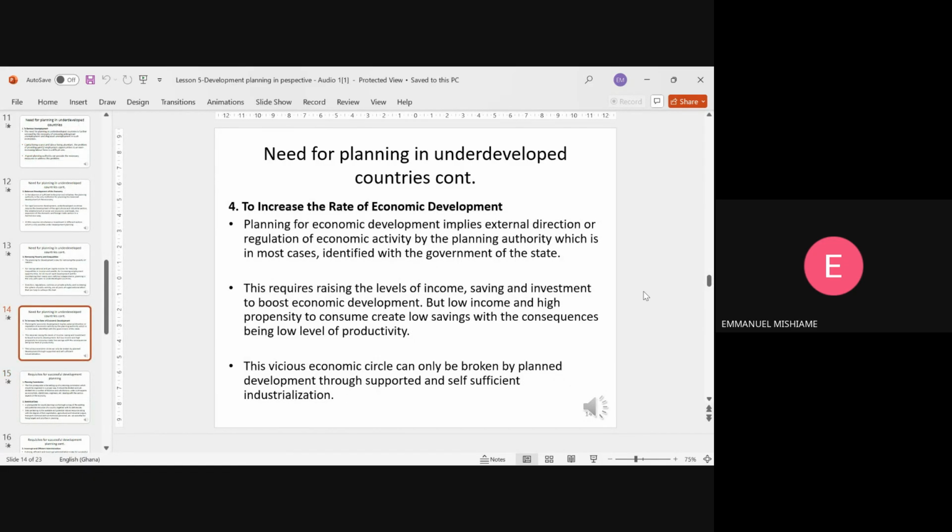Next, we look at the fact that planning is needed to increase the rate of economic development. Planning for economic development implies external direction or regulation of economic activity by the planning authority, which in most cases identifies with the government or the state. This requires the raising of levels of income, saving, and investment to boost economic development and what have you.